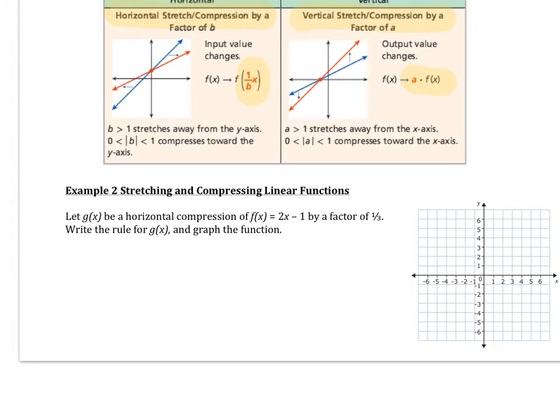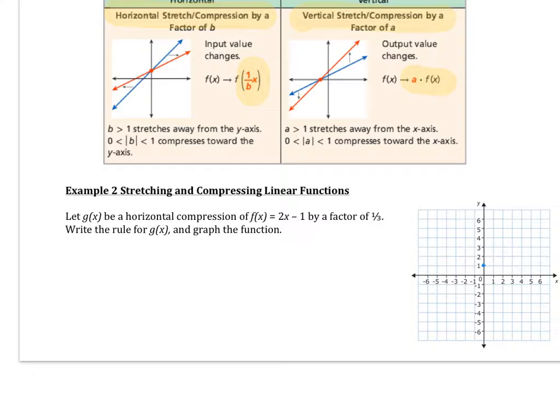First example says, let g of x be a horizontal compression of this function, f of x equals 2x minus 1, by a factor of 1/3. Write the rule for g of x and graph the function. Well, let's graph the original function first. The original function is 2x minus 1. What does that look like? It's in slope-intercept form.